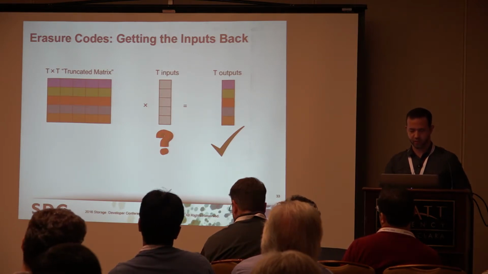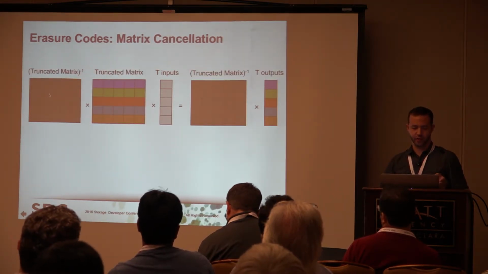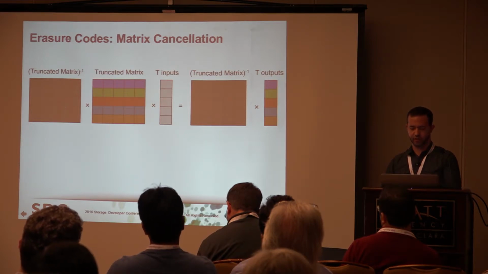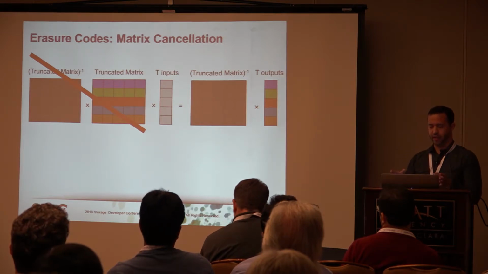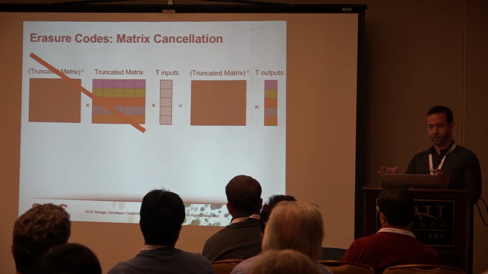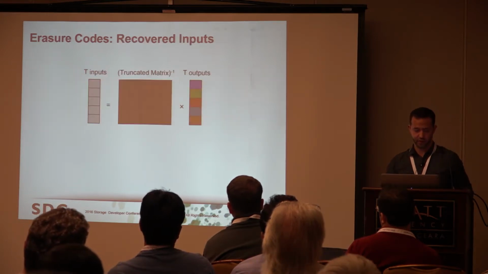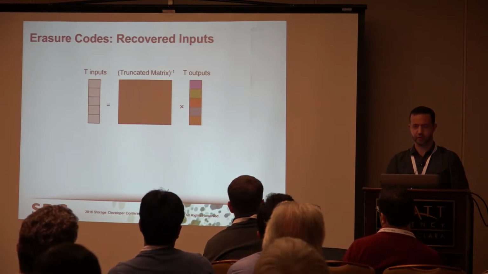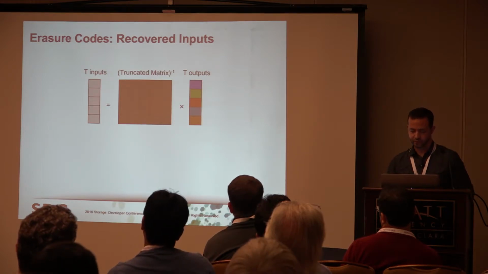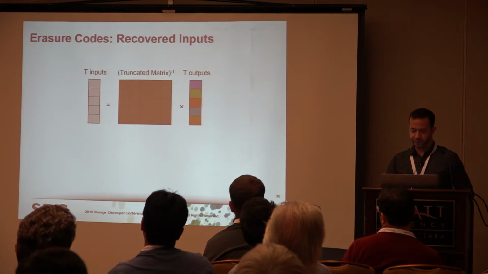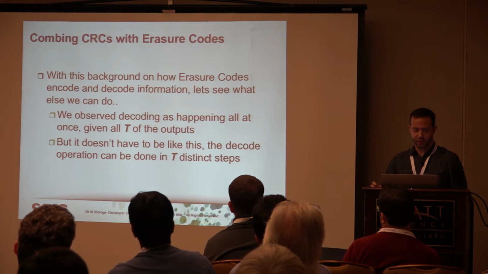So to do that, we multiply both sides of the equation by the inverse of the truncated matrix, which causes the truncated matrix to cancel out from the whole left-hand side of the equation. So that leaves us with basically just the inputs, which is what we're looking for. So that's how encoding and decoding work with erasure codes. So with this background, let's see what else this might allow us to do.